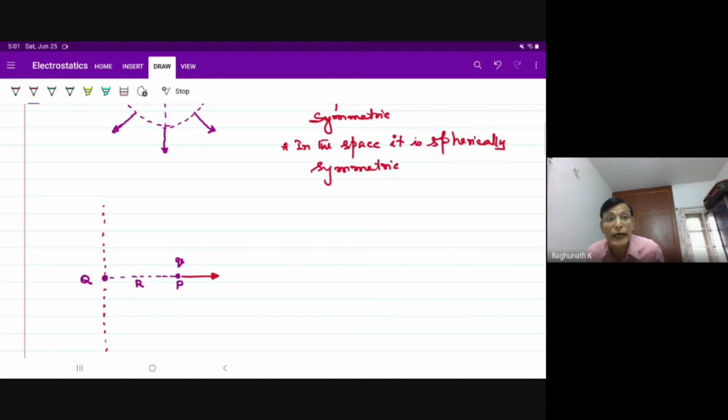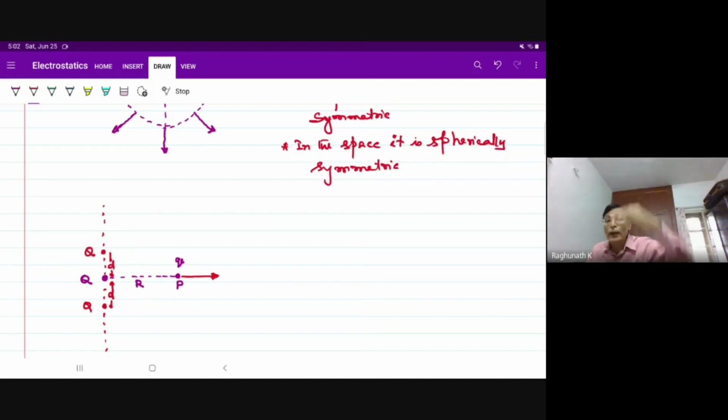And the net force on the charge P is horizontal, to the right. If I keep one more charge Q at a distance D from it, above, and another charge Q below it at the same distance D, the charge at P experiences three forces.